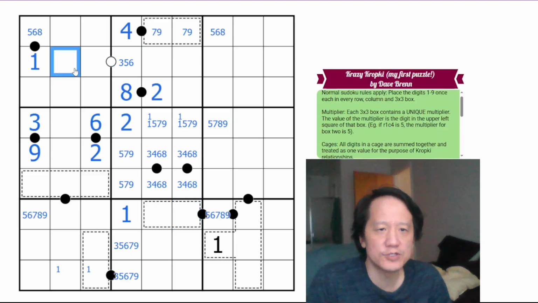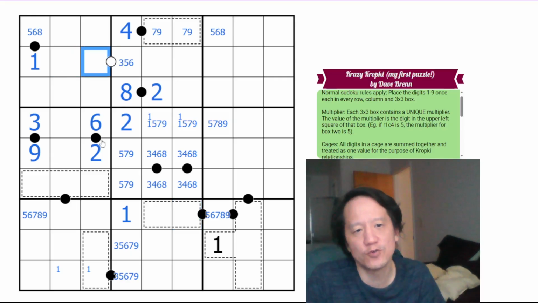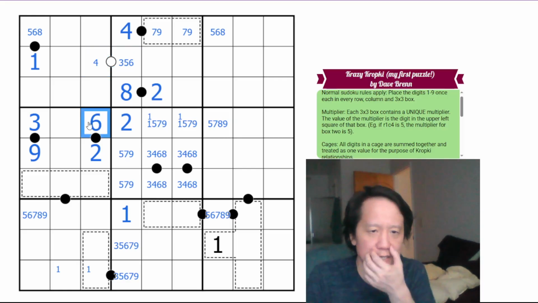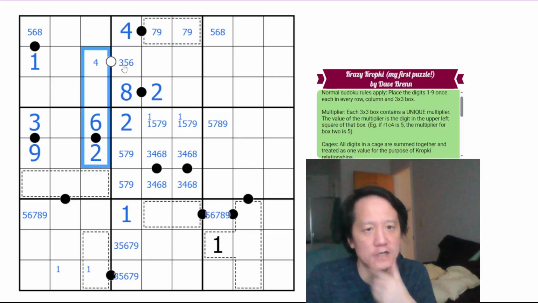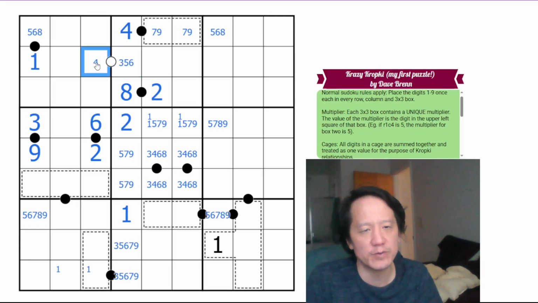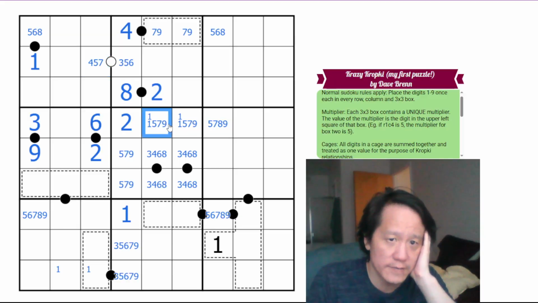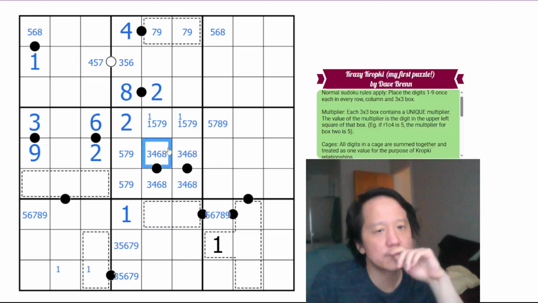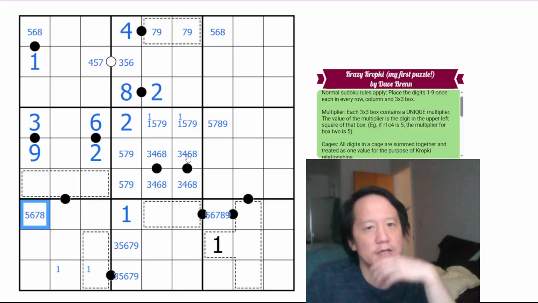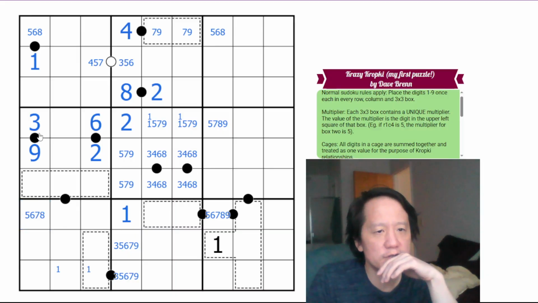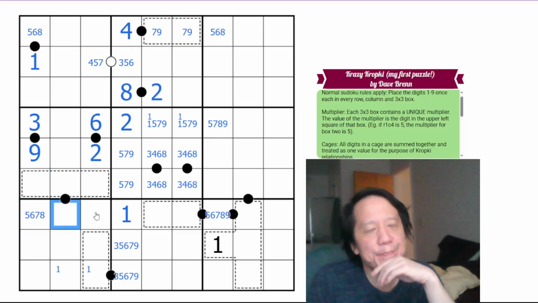3, 5, or 6. 3 is consecutive with 2 or 4, but 2 can't be here because 2 is in the column, so this could be 4. 5 is consecutive with 4 and 6. This can't be 6 because of the 6 in the column. So if this is 5, that would be 4 also. If this is 6, it could be 5 or 7. So that's fine. This cannot be 9 here because of the 9 in the column.